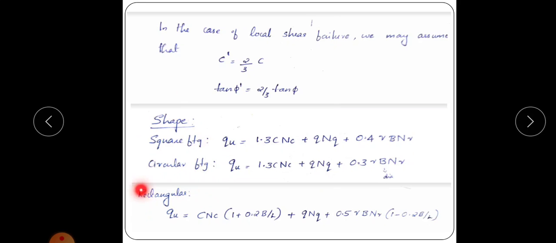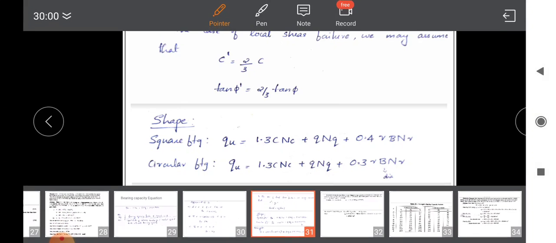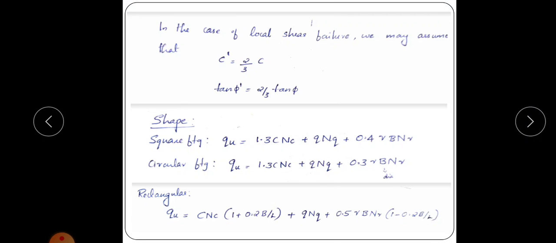And for rectangular footing there will be width B and length L. So the equation is Qu is equal to cNc into (1 plus 0.2 B by L) plus qNq plus 0.5 gamma B N gamma into (1 minus 0.2 B by L).